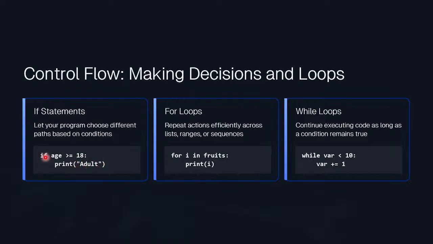Don't worry. Now, if age is greater than or equal to 18, it means adult will be printed only if the age is greater than or equal to 18. If the age is 27, it will print adult. If it's 18, it will print adult. If it's 17, it will not print anything. Or if it's 2, 3, 4, it won't print anything.